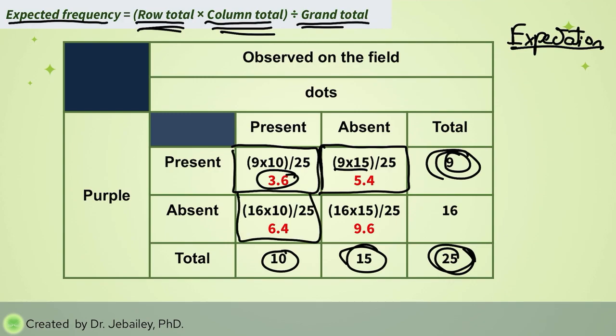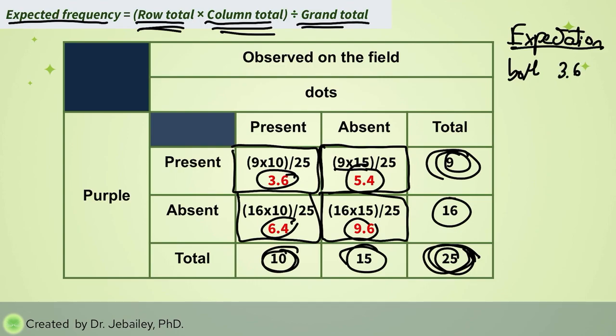Same thing here. We have the row total here, divided by times 10, divided by 25. And then here is 16 times 15 divided by 25. So we found the expectations for all of them. That means for when both are present, the expectation is 3.6.